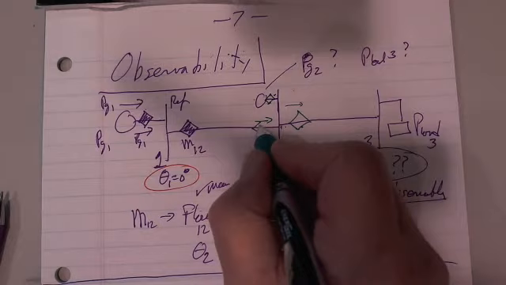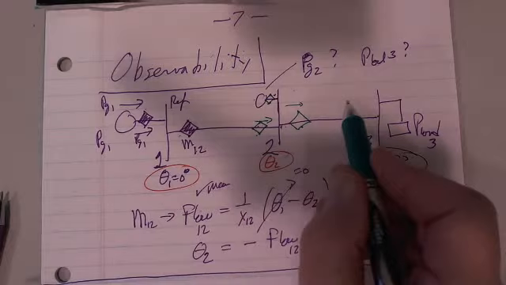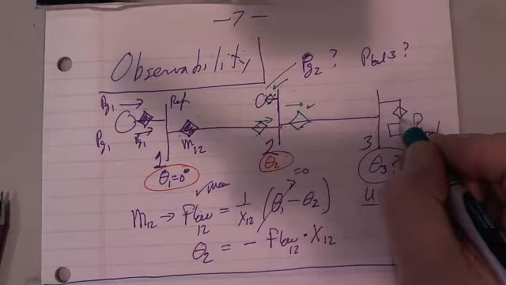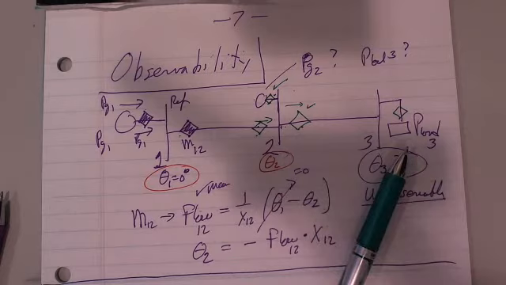If I put a measurement here, it doesn't do me any good because it just gives me another value for M12. But these two would allow me to extend it. And of course, if I measured this one here, I could get it. So if I just had one more measurement, then the entire network would be observable.